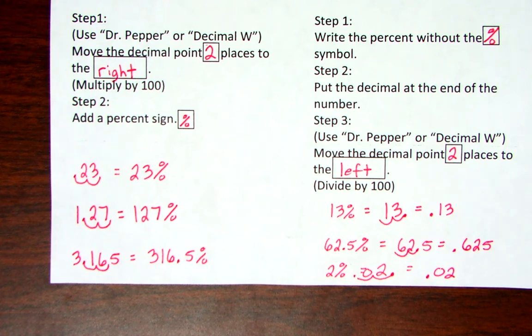Alright guys, turning decimals to percents and percents to decimals. All you're doing is moving your decimal either to the right 2 places or to the left 2 places. So just remember that song. What is that? To the right, to the right, to the left, to the left.